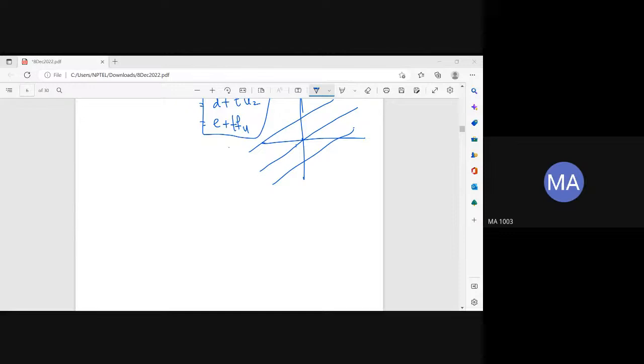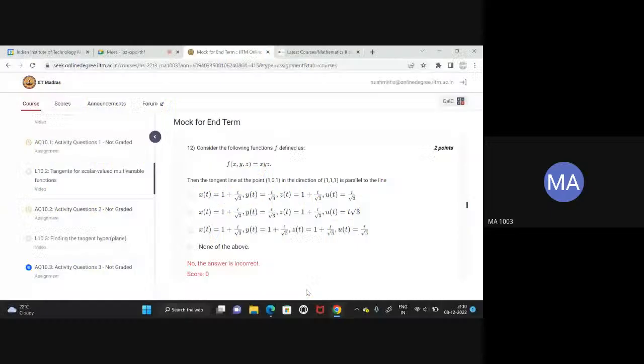Yeah. Ma'am, that question 12 is similar to this, what I have just asked you. Okay. Yes. Share my screen. So this is the function given. Okay, fine. You are looking for the tangent line at the point (1, 0, 1) in the direction (1, 1, 1), parallel to this line. Okay. Yes, ma'am. I am asking why option 3 is also not correct. I mean, why is option number 3 not correct?